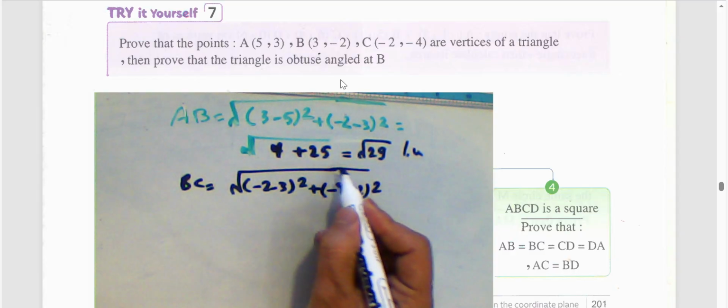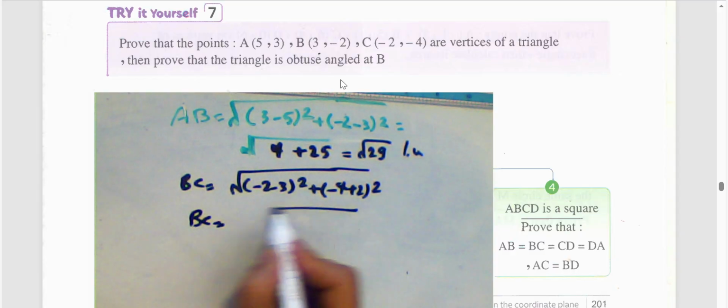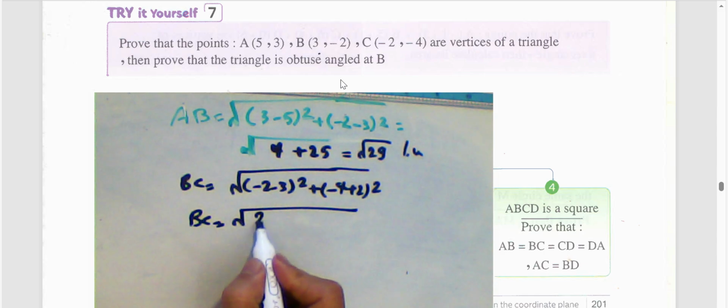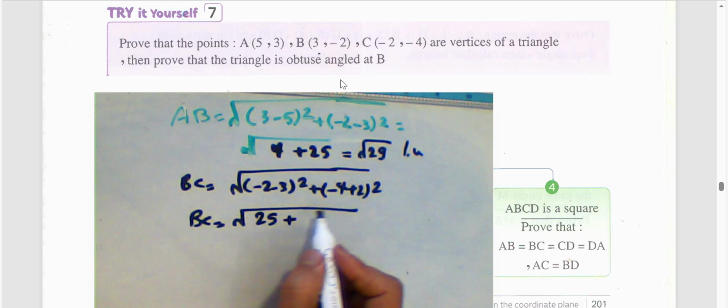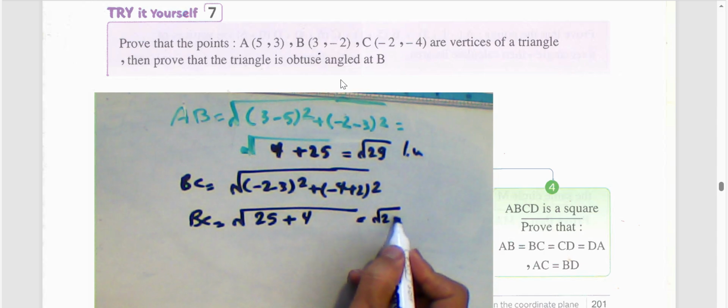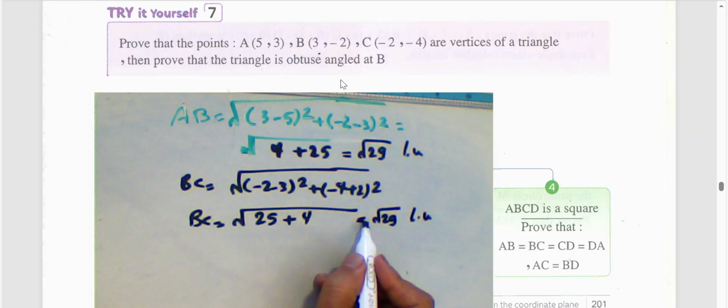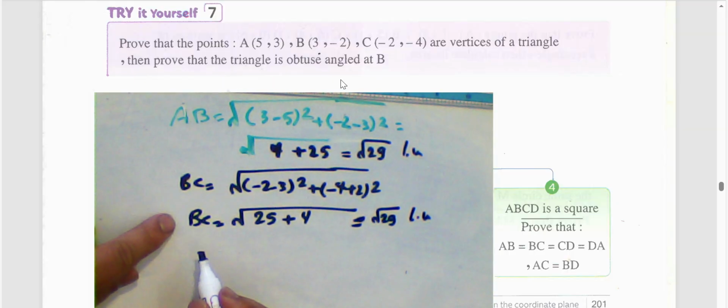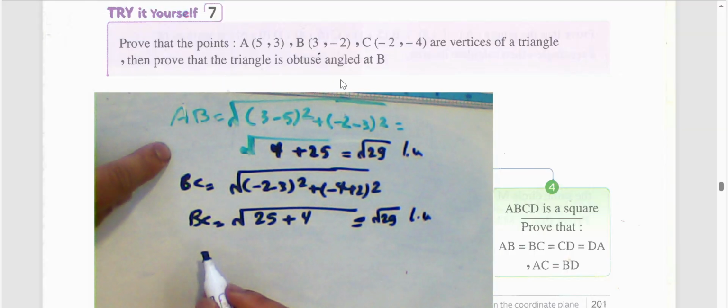Change the sign here. Negative 2 minus 3, negative 5 power 2, it will be 25, and negative 4 plus 2, negative 2 power 2 is 4. And the result will be square root of 29 length unit. This is BC.